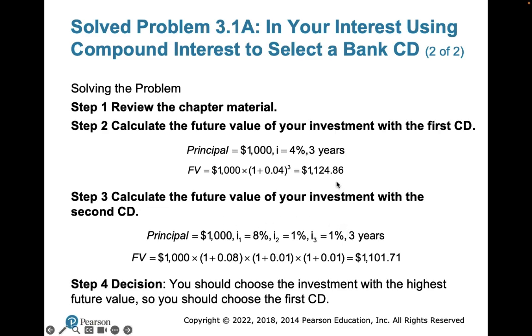The future value for this is the highest. I mean, if you are going to calculate the future value of investments with the first CD, which is 4% rate, 3 years, and 1000, it's going to be more profitable. You should choose the investment with the highest future value. So you should choose the first CD. This is 1124, and this one is 1101.